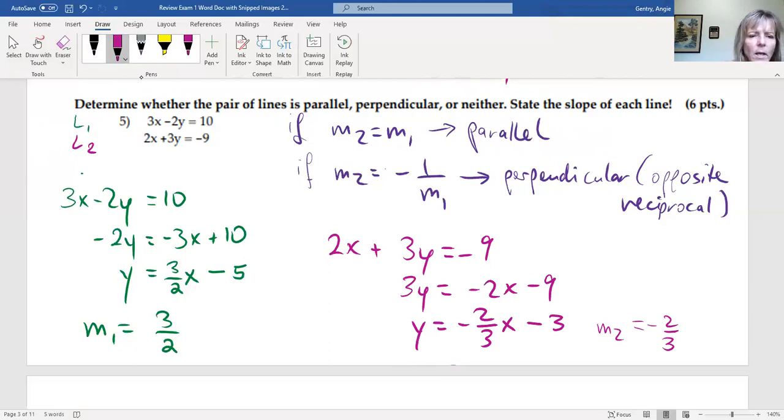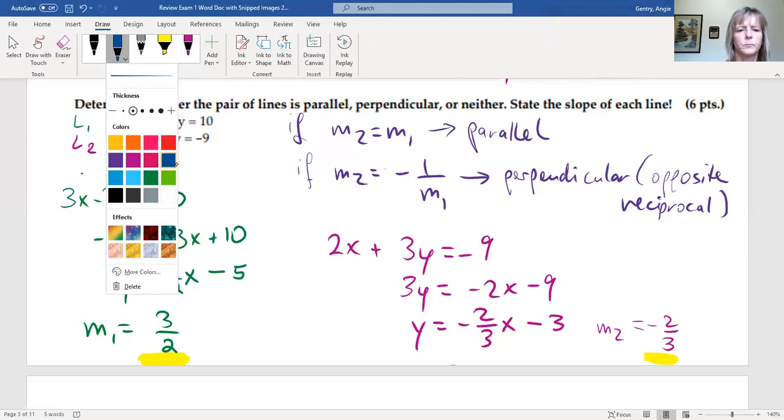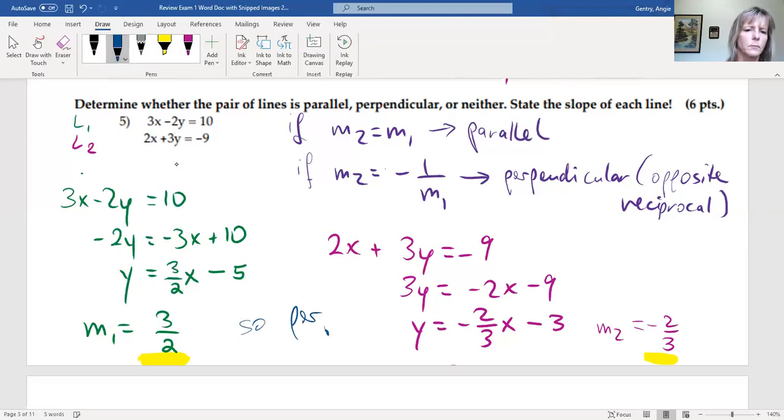Okay, so what does this tell me? This one here and this one here are opposite reciprocals of one another, and that means my final answer on which one it is, perpendicular, right? That's my final answer. So all of those items are your final answer. There's 6 points attached. All of those items are your final answer.